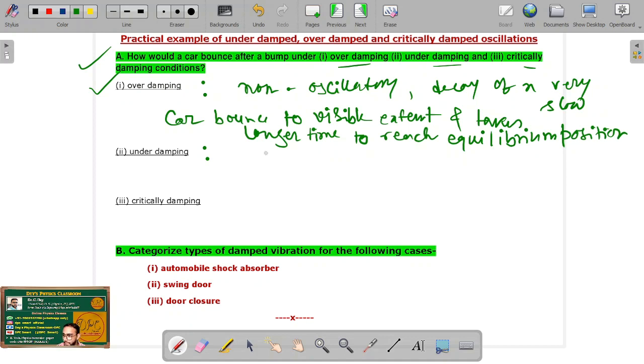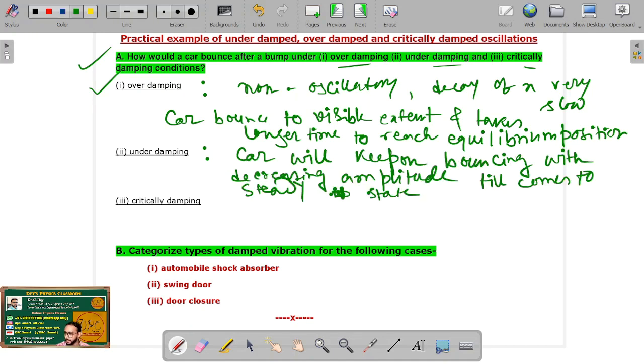In case of underdamped vibration, the motion is oscillatory in nature, and the amplitude will decrease or decay exponentially with time. So in case of underdamped vibration, the car will keep on bouncing with decreasing amplitude until it comes to steady state. That means the car will keep bouncing as the motion is oscillatory, and it will keep bouncing until it reaches the steady state.